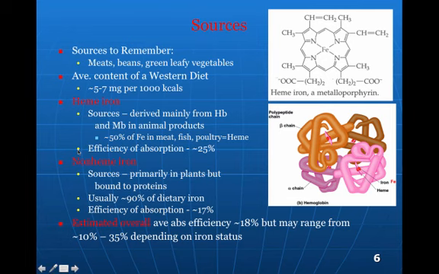Non-heme iron, which is basically everything else, all of the other forms of iron in the diet that are not heme, are called non-heme. Sources are primarily in plants, but it's still bound to different proteins.